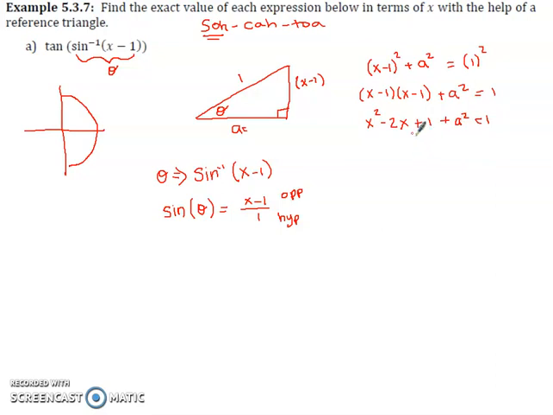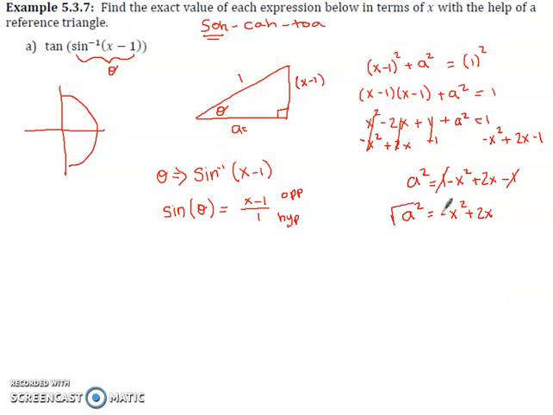And I'm trying to solve for a, so I'm going to go ahead and move everything over to the right-hand side by subtracting x squared, adding 2x, and subtracting 1 from both sides. So I've got a squared equals 1 minus x squared plus 2x minus 1. I've got a positive 1 and a negative 1 that are going to be inverses. So a squared is equal to negative x squared plus 2x. Square rooting both sides then, I've got a is equal to the square root of negative x squared plus 2x.